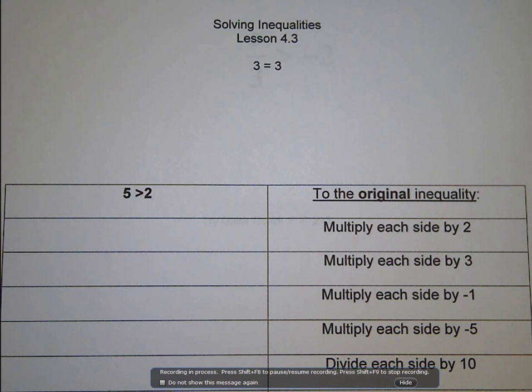Okay, this is lesson 4.3 on solving inequalities, and specifically in this video we're going to talk about how to solve inequalities when you have to multiply or divide, because it's slightly different than if you are just solving and using addition and subtraction.